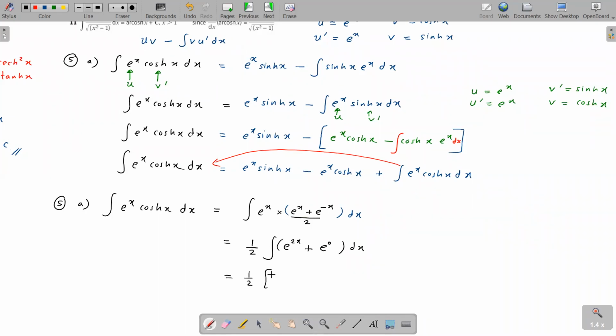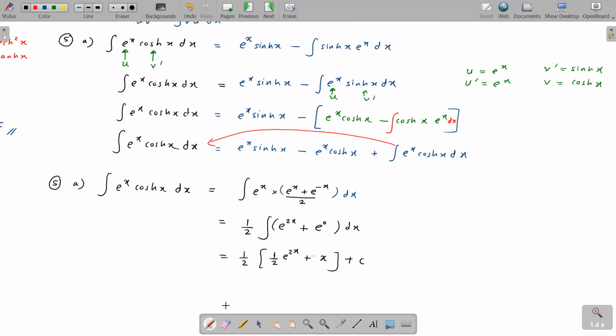So then let's integrate here: half times the integration of e to the power 2x. The integration of e to the ax plus b is 1 over a e to the ax plus b. So again, 1 over 2 e to the power 2x, plus the integration of e to the power 0, which is 1. Integration of 1 is simply x. And don't forget the plus c.